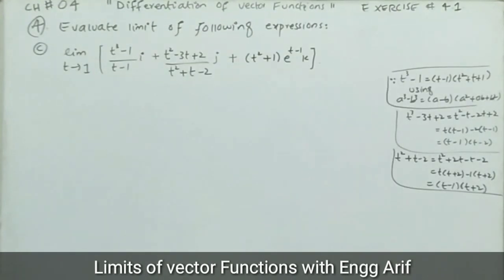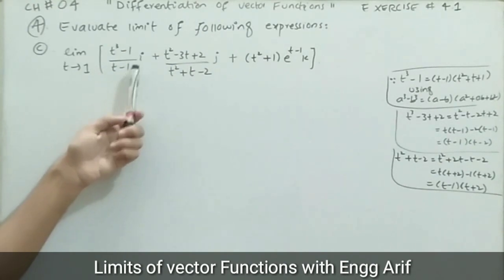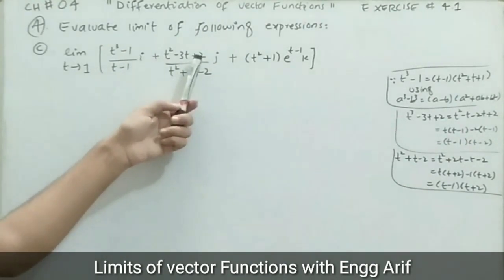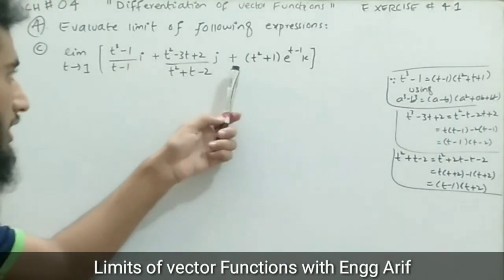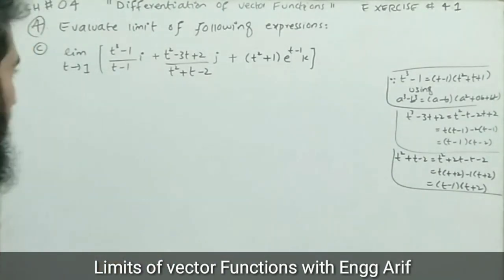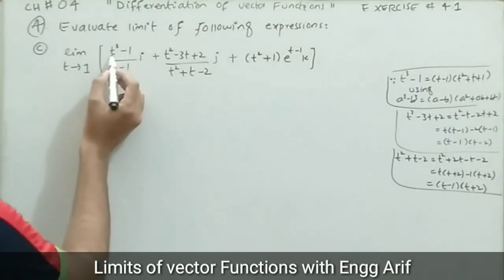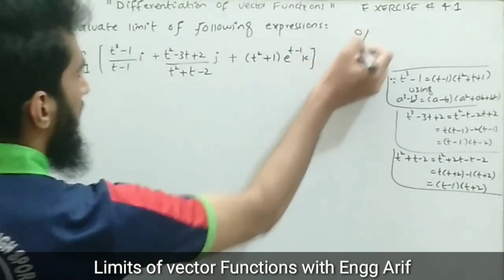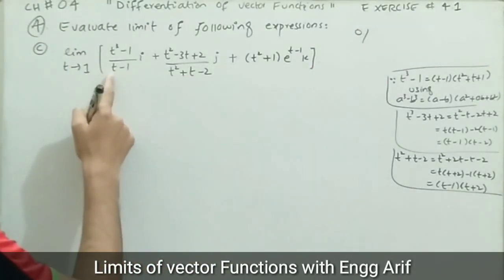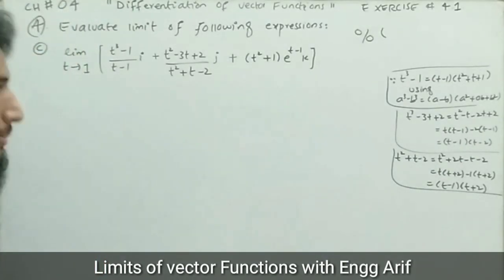Now move toward part C. Limit t approaches 1. Find the value of (t cube minus 1) over (t minus 1) i plus (t square minus 3t plus 2) over (t square plus t minus 2) j plus (t square plus 1) into e raised to the power t minus 1 k. Now over here t approaches 1. So by putting t as 1 directly, it gives us 1 minus 1, which is 0, divided by 1 minus 1, again 0. So you know that 0 by 0 is an indeterminate form, which does not mean anything in calculus and limits.